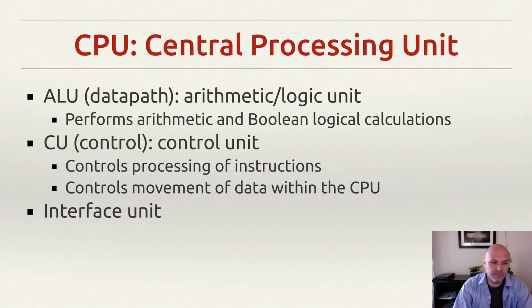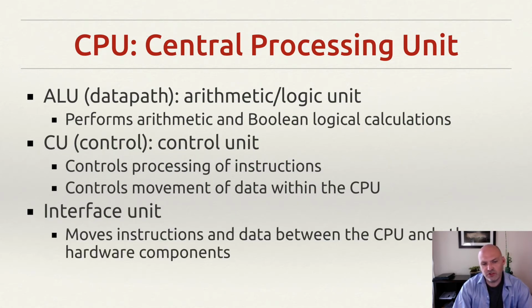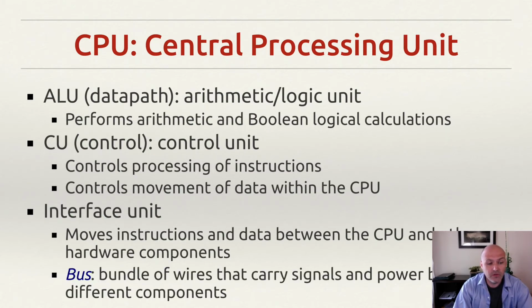Lastly, we have the interface unit within the CPU. The interface unit moves the instructions and data between the CPU and other hardware components. Now, this includes a lot of different components, and we're going to talk much more in detail about that later. However, what I want to talk about now is where this information is moved over. So we refer to the groups of wires that move information from component to component as a bus.